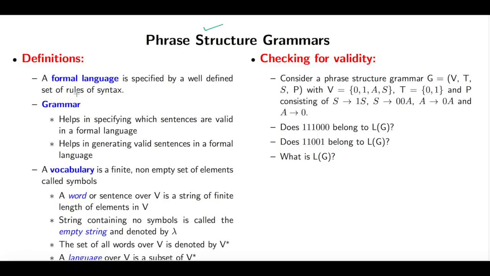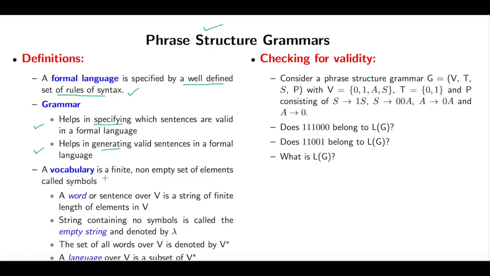So, what is a formal language? A formal language is specified by a well-defined set of rules of syntax. Okay, and syntax is basically supported by grammar, and grammar is what? Grammar does two things. It helps in specifying which sentences are valid in a formal language, and it also helps in generating valid sentences in a formal language.